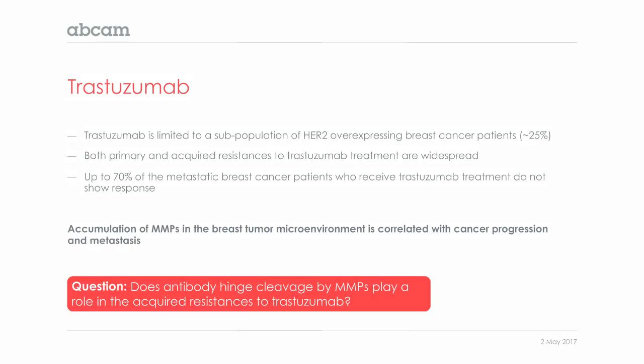And so the question we ask is, what's the mechanism by which breast cancer developed resistance, both primary and acquired, to trastuzumab treatment? One observation we know in the cancer field is that when a tumor progresses, the tumor microenvironment accumulates MMPs. These are matrix metalloproteases that we know can cleave antibody at the hinge region. And so we ask the question: maybe this accumulation of MMPs might play a role in acquired and also primary resistance to the antibody trastuzumab for high HER2 expression breast cancer.